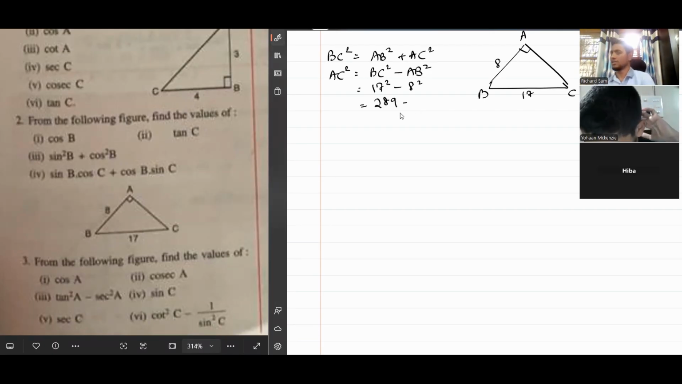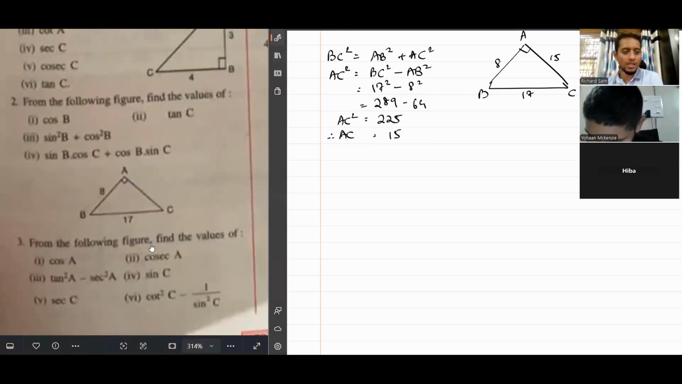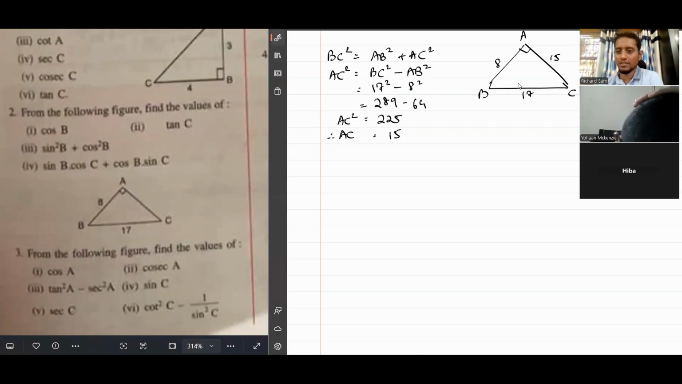289. Learn that in squares, no? Am I wrong? Is it correct? 289? Okay, let me just confirm. Yeah. So 289 minus 64 is 225. AC square is 225. Therefore, AC is equal to 15. So we have all the three sides. Now we can apply the formulas. So cos B, you know how to do that, right? From B, tan C, from C.